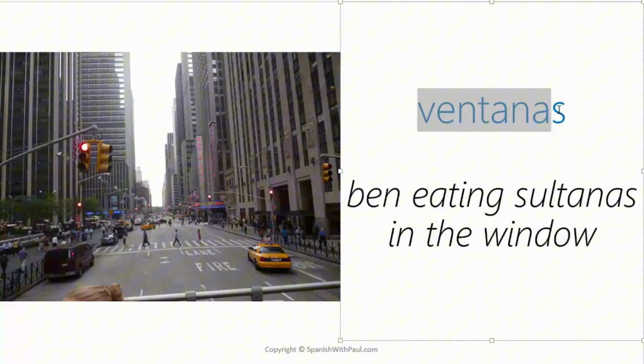Here we have a feminine word that's plural, right? Because ventana would be window. So la ventana, the window. But here in this image, we're seeing plural, a lot of windows. So we simply add the S and we get ventanas. The windows will be las ventanas.